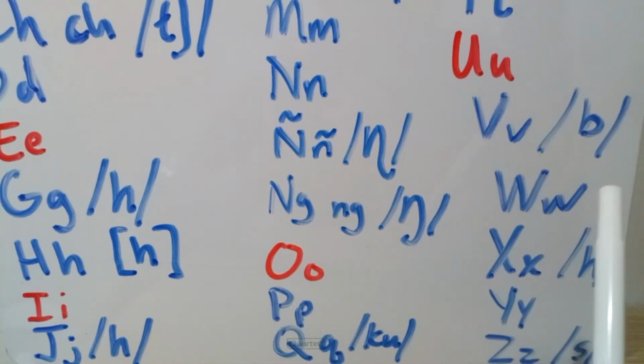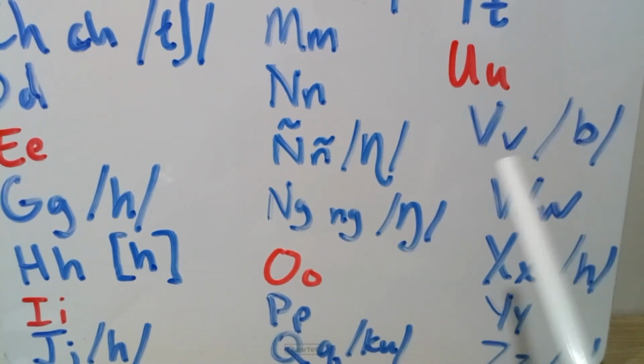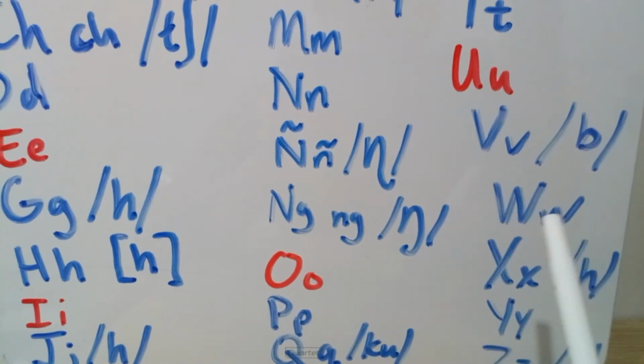Next we have W, right? W is just double of the two V's, and it's just the W sound.